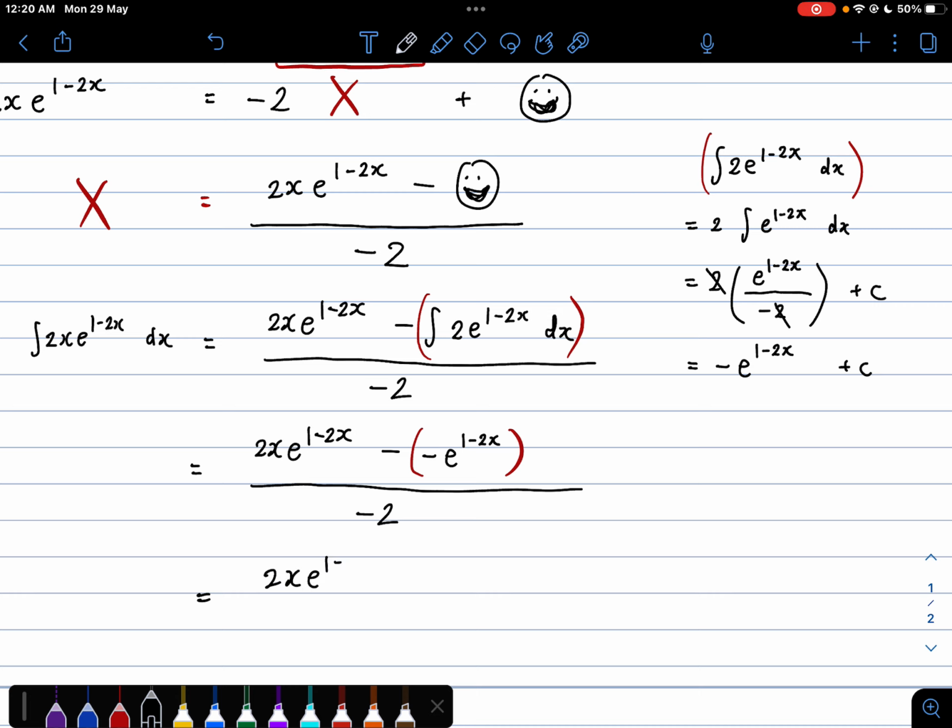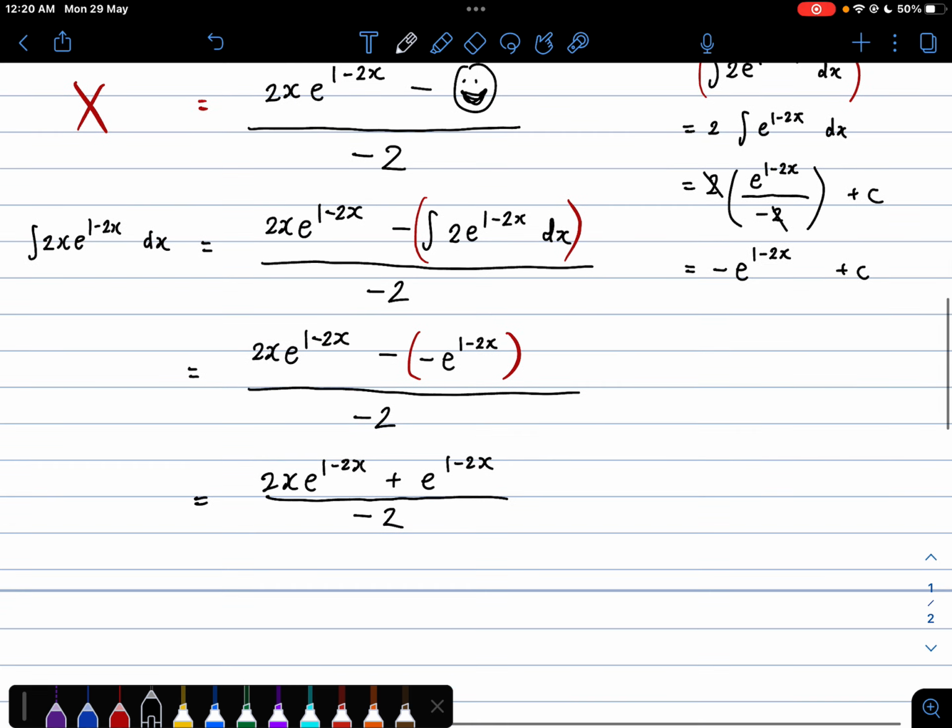2x e power 1 minus 2x. Minus minus becomes a plus. E power 1 minus 2x, all divided by negative 2. Okay, good. Let's just split the fraction up. So 2x e power 1 minus 2x divided by negative 2 plus e power 1 minus 2x divided by negative 2.